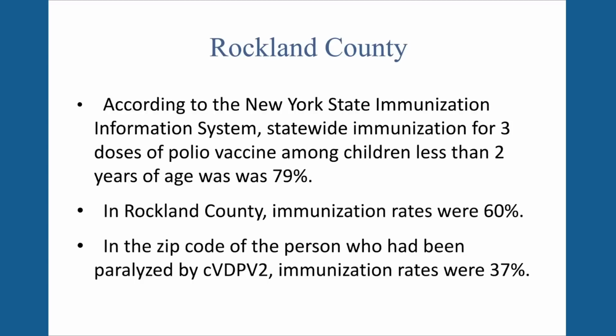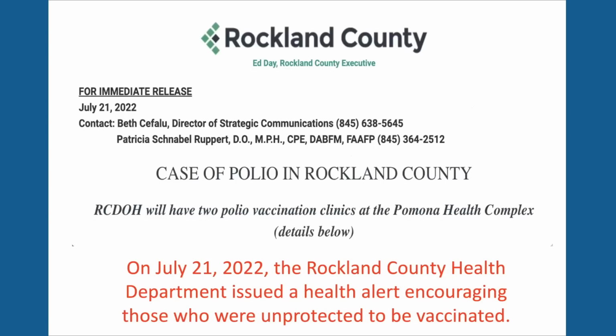So, according to the New York State Immunization Information System, statewide immunization for 3 doses of polio vaccine among children less than 2 years of age was 79%. In Rockland County, the immunization rates were 60%. But in the zip code where this man lived, who had been paralyzed by CDVPV2, immunization rates were only 37%, which explains why we saw what we saw.